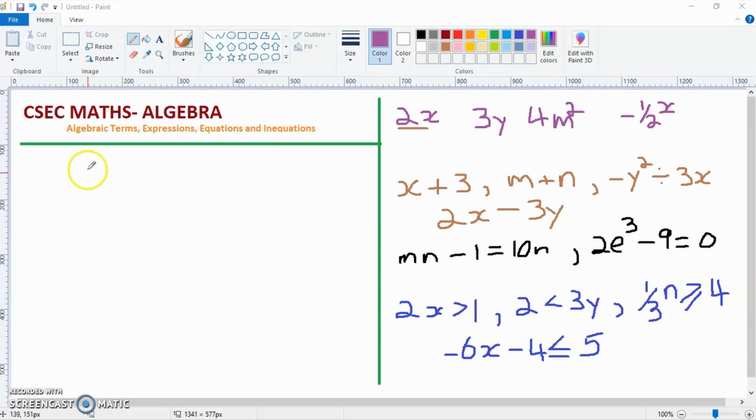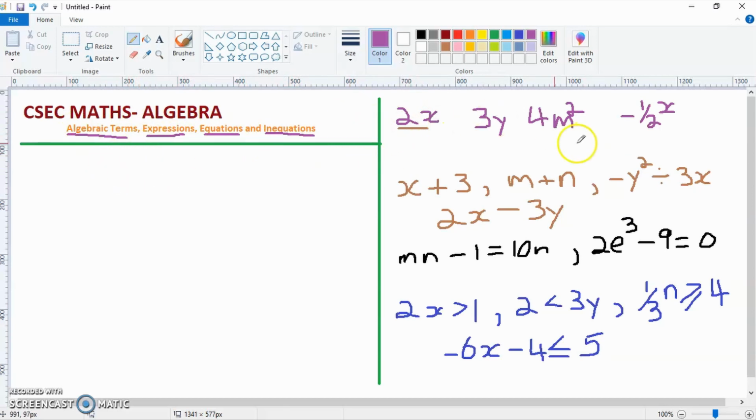Welcome to Mathematics with Mr. Charles. Today we are continuing to look at algebra and we will be differentiating among algebraic terms, expressions, equations, and also inequations. Okay, so what is the difference among all these terminologies?